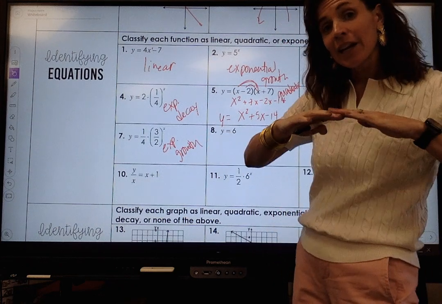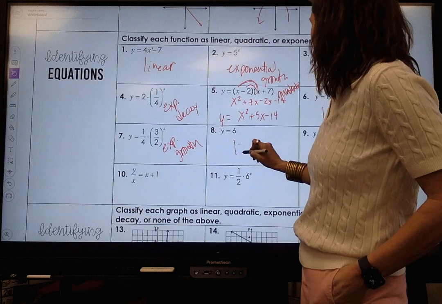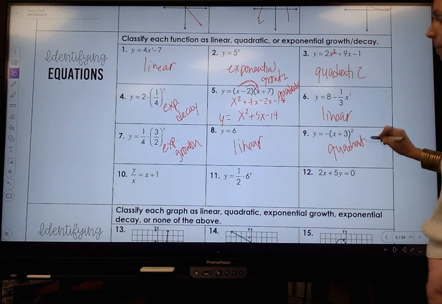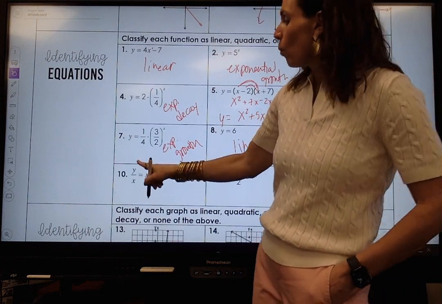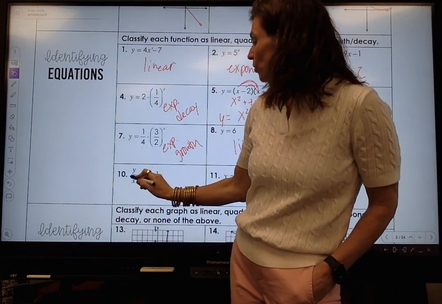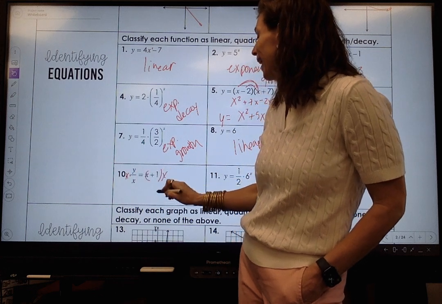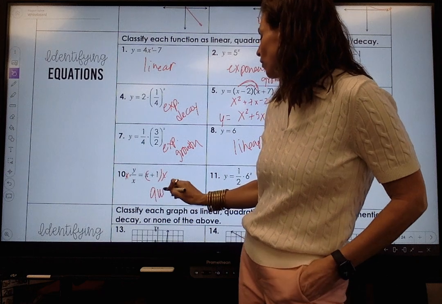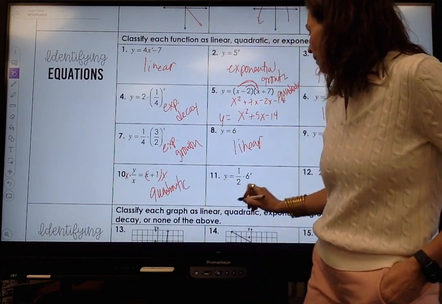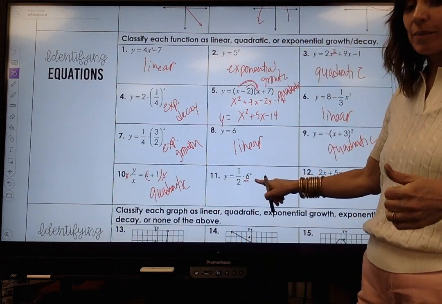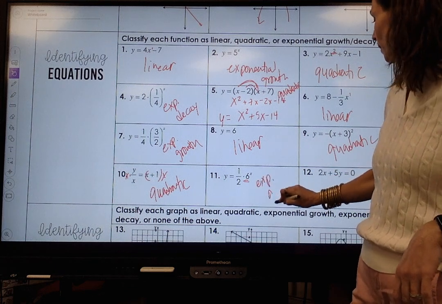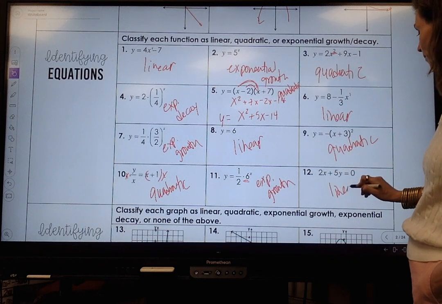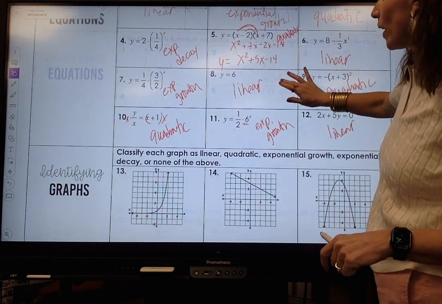Y equals 6 is linear. It's a 0 slope. It's still linear. This is a quadratic. It's to the second. Here, if I got y by itself, what would I have to do? I would have to multiply both sides by x, and then when I distribute, I would get x to the second power, making it quadratic. Here, this is 6, so it's going to be exponential growth. And this guy is linear, and it is in standard form. So that's what it looks like in an equation.